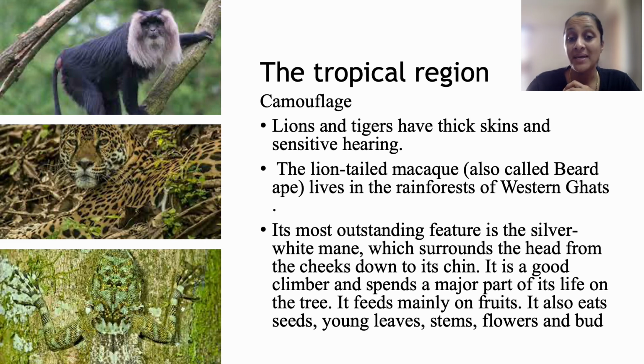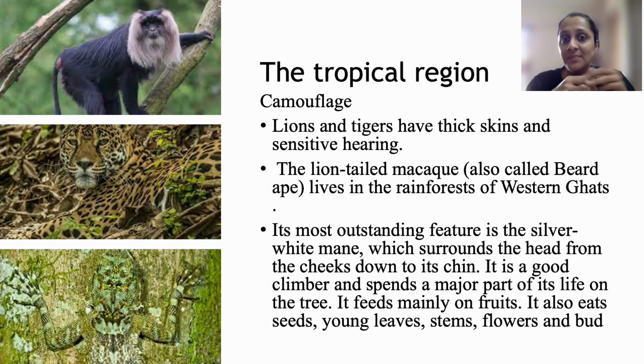Camouflage is one of the best techniques for the animals of the tropical region to protect themselves. If you can see in the image, second and third, both have animals in them, and they have camouflaged according to the surroundings. It's actually amazing to find out that there are animals. Look, still in the picture you'll be able to find them, but when you are in the real forest, it's extremely difficult to know where the animal is sitting or hiding. Even the lions and tigers, they have thick skin and sensitive hearing. They also can camouflage. The color is such that they can camouflage in the forest.